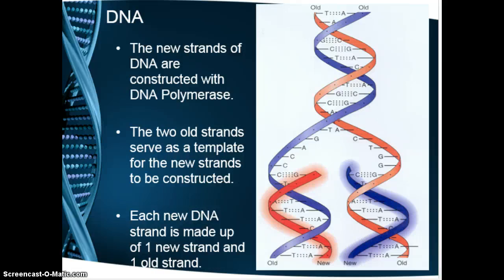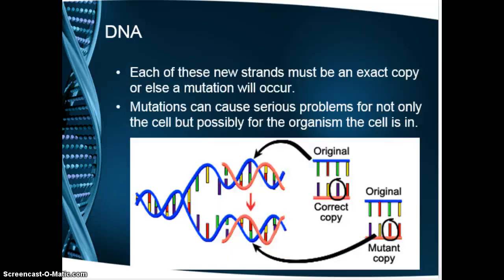Again, the new strands of DNA are constructed with the DNA polymerase, and the two old strands serve as the template for the new strands to be constructed. And each new DNA molecule is made up of one new strand and one old strand. Each of the new strands must be an exact copy or else a mutation will occur. And again, mutations only occur in about 1 in every 10 billion of these replications, but mutations can cause serious problems for not only the cell, but possibly the organism the cell is in.